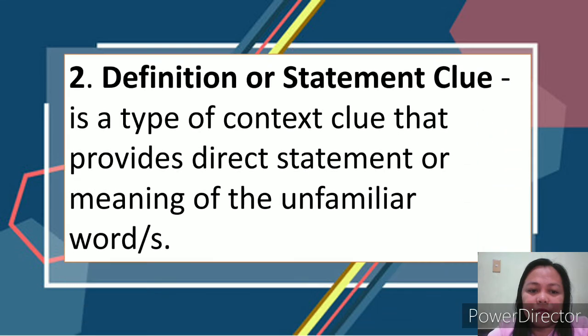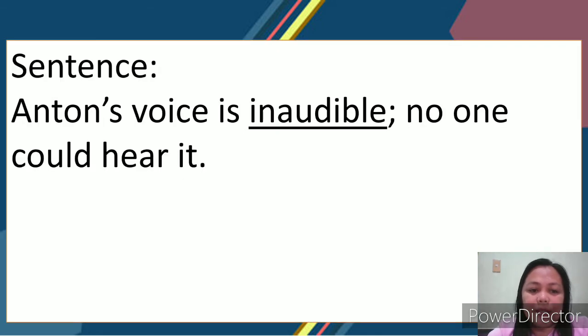Next, number two of the types of context clues is the definition or statement clue. It is a type of context clue that provides a direct statement or meaning of the unfamiliar word. After the unfamiliar word, the meaning follows in the sentence or paragraph. Example sentence: Anton's voice is inaudible. No one could hear it. So, inaudible is an unfamiliar word for you, but the definition follows. No one could hear it.